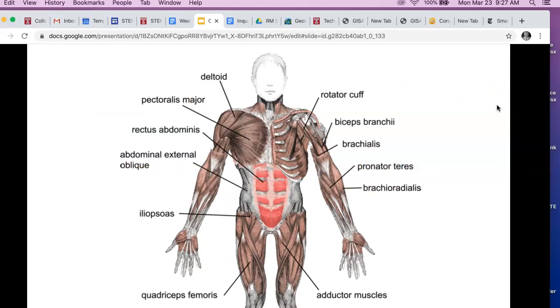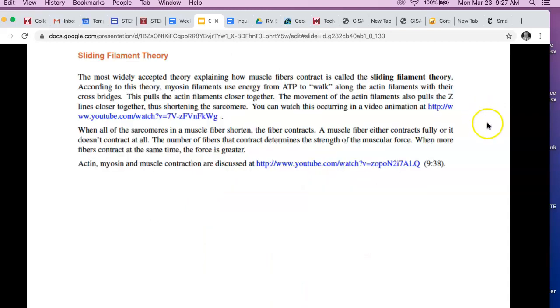You will not have to know all the muscles of the human body, but these are the major muscles. There's tons and tons and tons of muscles, large and small, throughout your body. These are some of the major ones. You will not have to know these for the quiz, just those bones that we mentioned before.